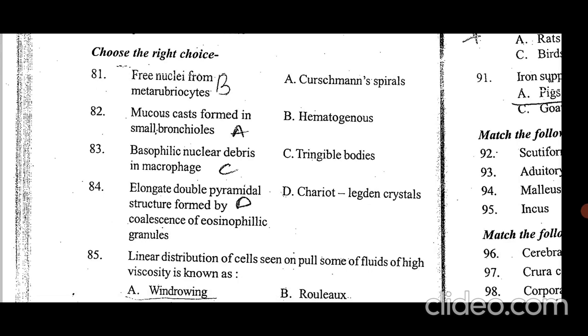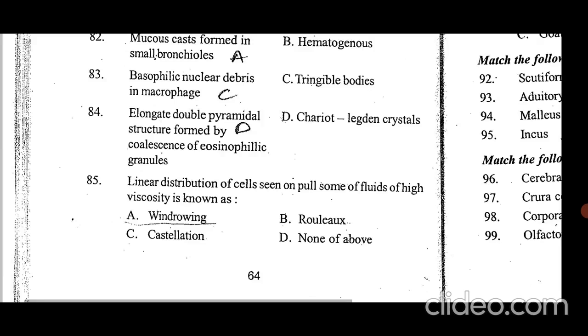Karyoid or Lugol cells are elongated double pyramidal structures formed by the coalescence of eosinophilic granules. Coalescence of eosinophilic granules is known as karyoid or Lugol cells. Tingible bodies are the macrophages that have nuclear debris. Hematogenous is the metarubricytes that are free from nuclei, and Curschmann's spirals are the small bronchioles having mucus casts.